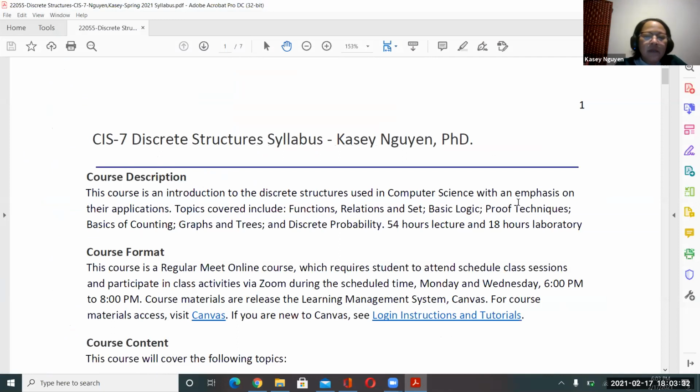So our syllabus gives you the course description. This is the structure for computer science. If you are majoring in math and science or computer science, you will likely need to take this class. This class is transferable to Cal State and UC. In this class, we're going to cover functions, relations, sets, basic logic, proof techniques. So what you do in math, you can actually program it. So we will do various activities related to our math concepts.